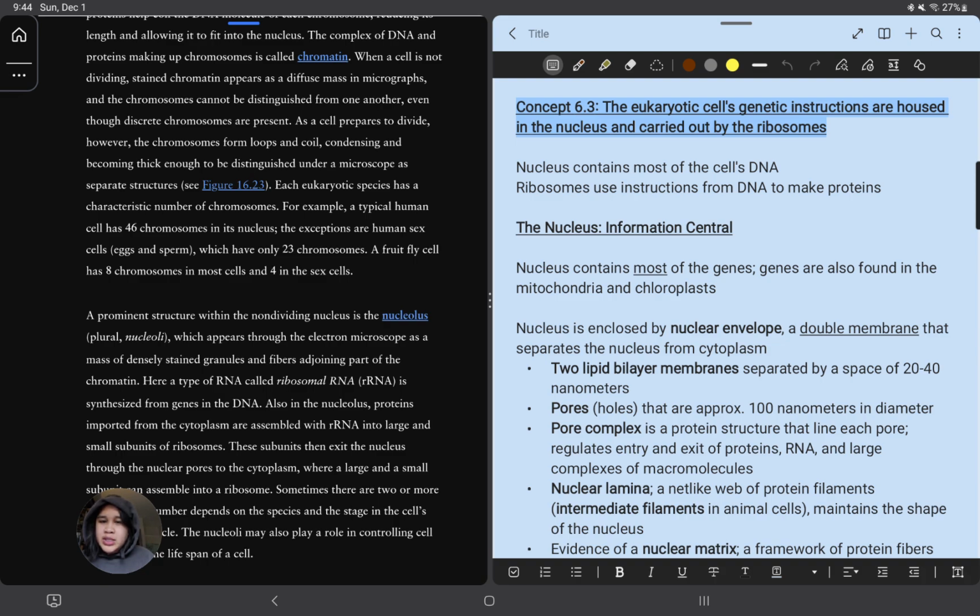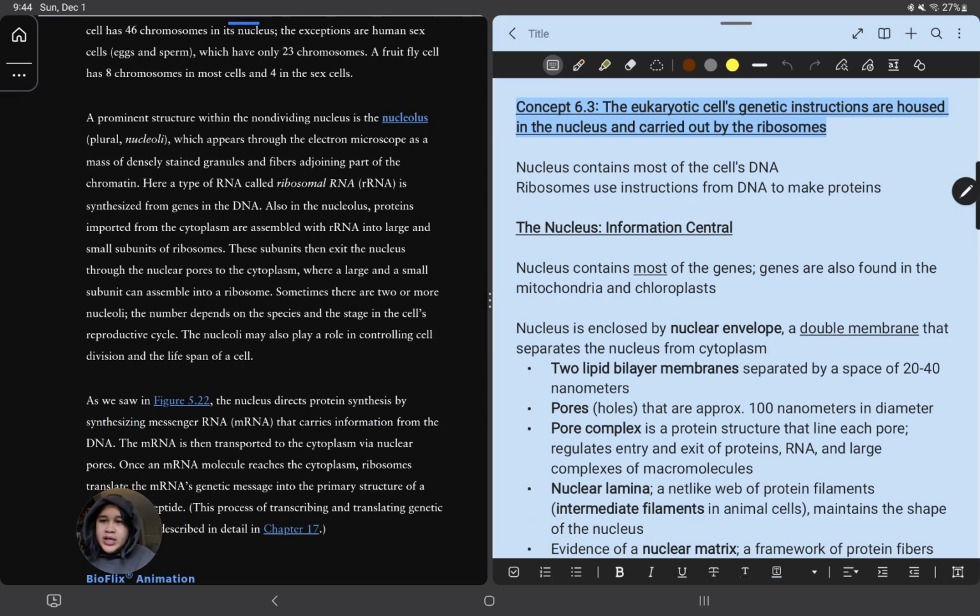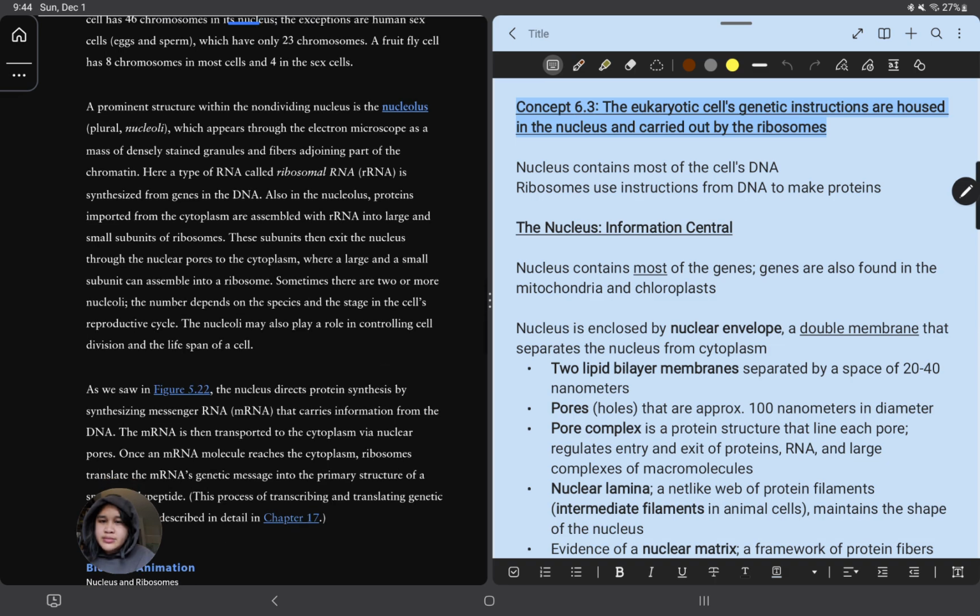Each eukaryotic species has a characteristic number of chromosomes. For example, a typical human cell has 46 chromosomes in its nucleus. The exception are human sex cells, eggs and sperm, which only have 23 chromosomes. A fruit fly cell has 8 chromosomes in most cells and 4 in the sex cells.